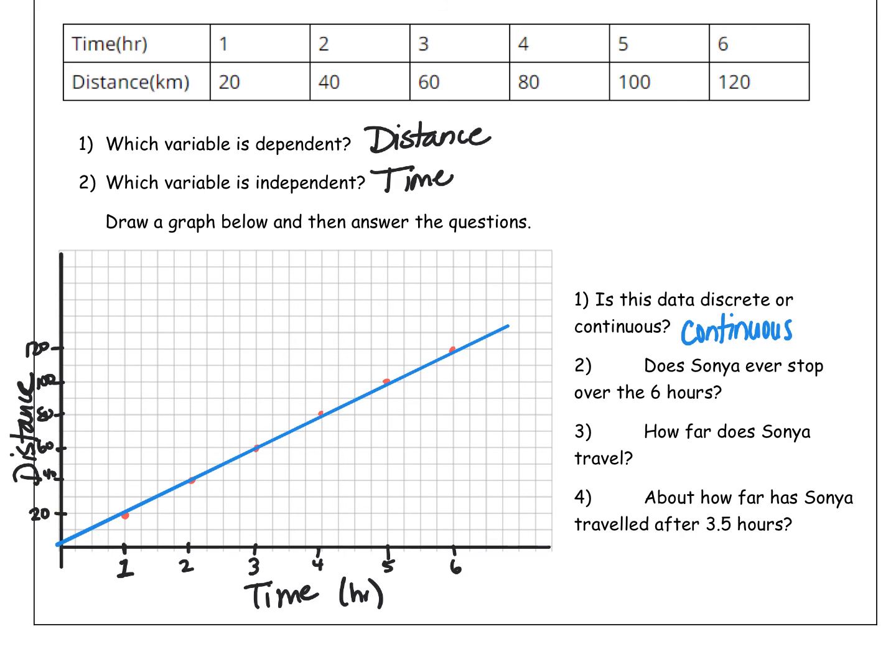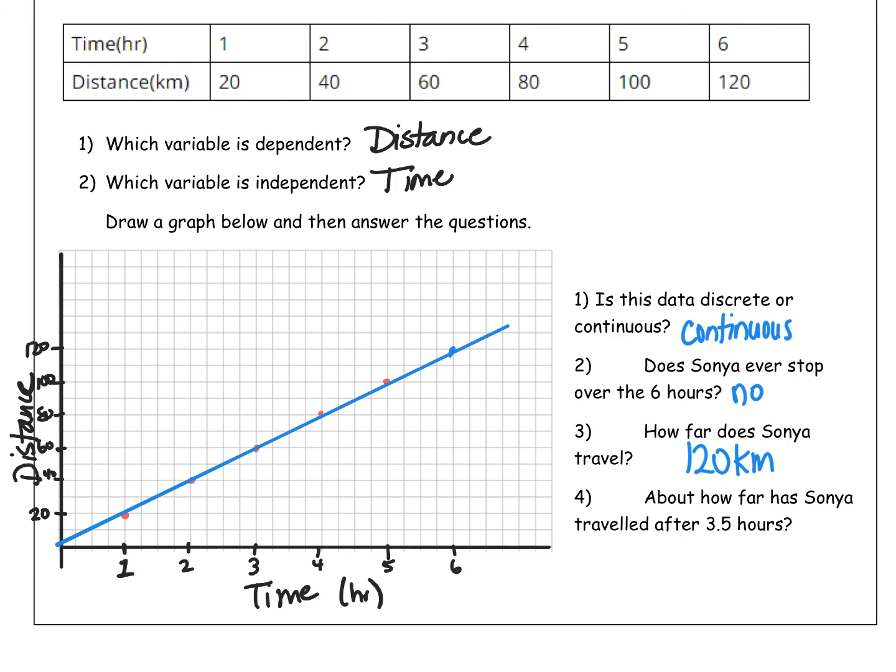So it says, does Sonia ever stop over the 6 hours? No, she doesn't, right? She keeps going. If she was to stop, that line would get horizontal because time would be passing, but she wouldn't be moving. How far does she travel? Well, in the 6 hours, the last dot, if we look across to the distance, is 120 kilometers.